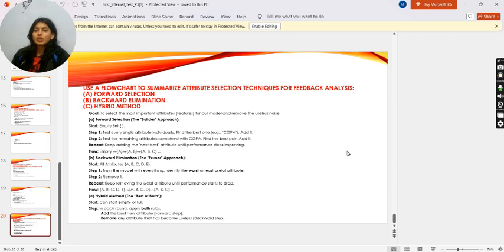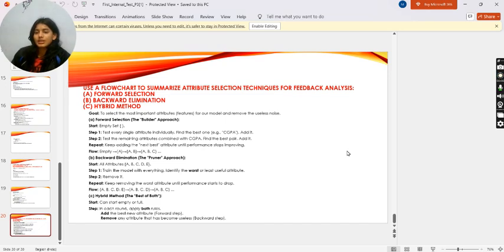Now use a flowchart to summarize the attribute selection techniques for feedback analysis: forward selection, backward elimination and hybrid method. Goal is to select the most important attribute or feature for our model and remove the useless noise. Forward selection, the builder approach. First, start with an empty set. Step 1, test every single attribute individually. Find the best one, that is CGPA, add it.